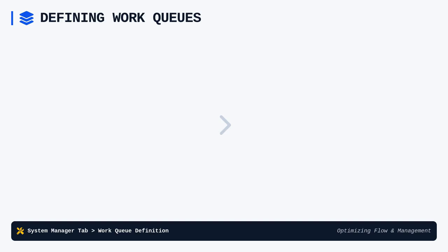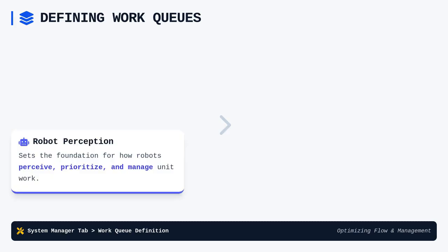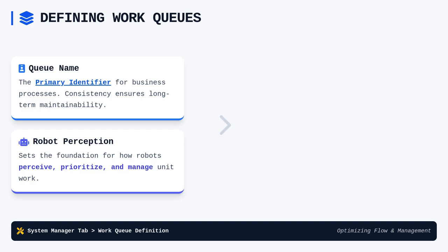When we approach the System Manager tab to define a work queue, we are essentially building the foundation for how our robots perceive, prioritize, and manage the flow of unit work. The queue name serves as the primary identifier for your business process, so consistency here is not merely a formality, but a necessity for long-term maintainability.